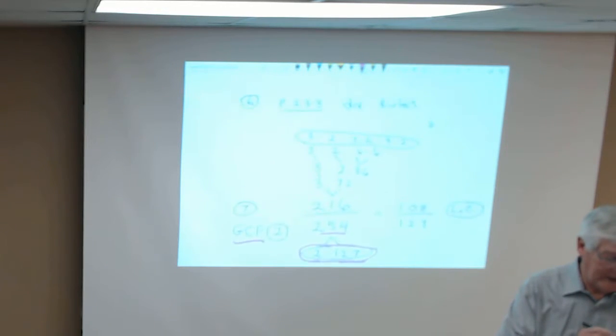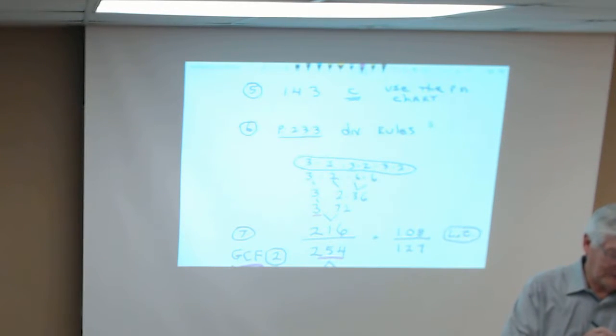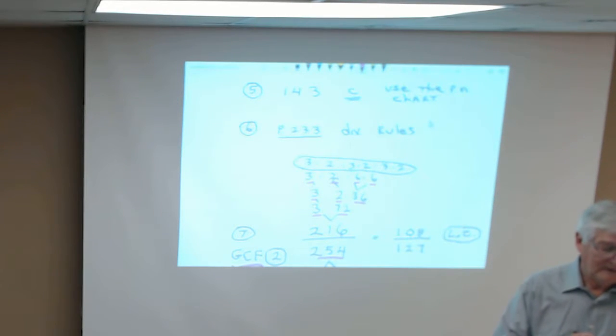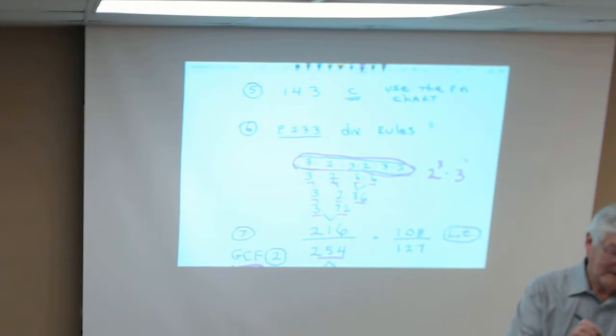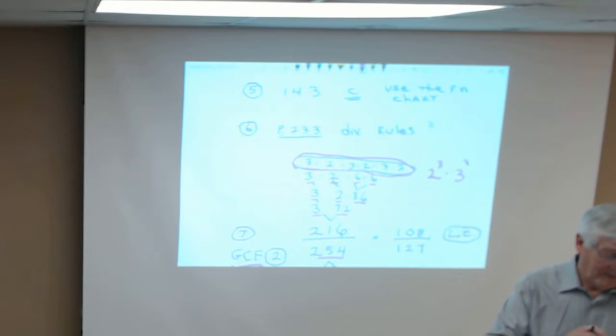Let's go up here and do 216. 216 I said was 3 and 72. That's 3 and 2 and 36. That's 3 and 2 and 6 and 6. Then 3 and 2 and 3 and 2. So there's the prime factorization. Now probably the book would show 2 to the what power? 2 to the third times 3 to the third. That just makes it look prettier.